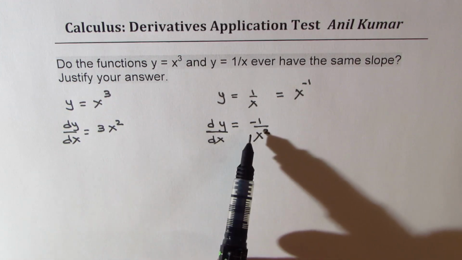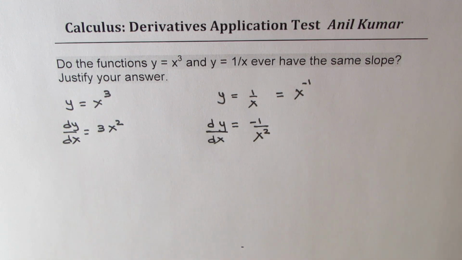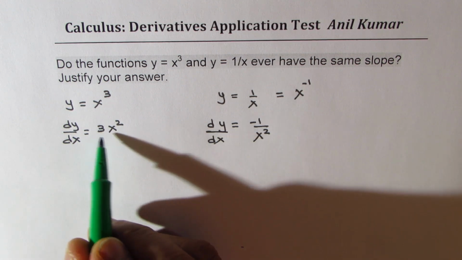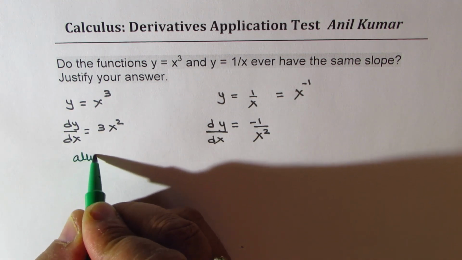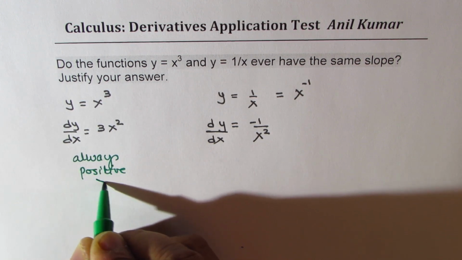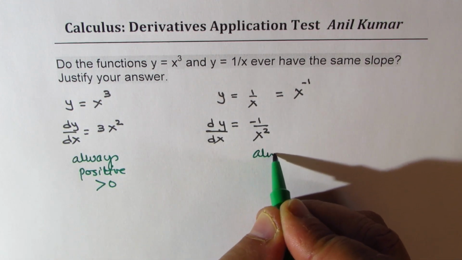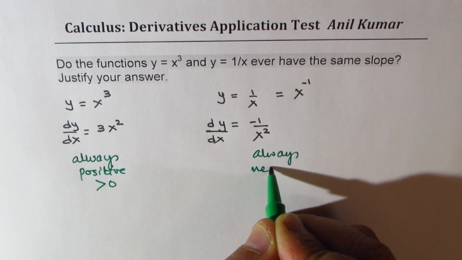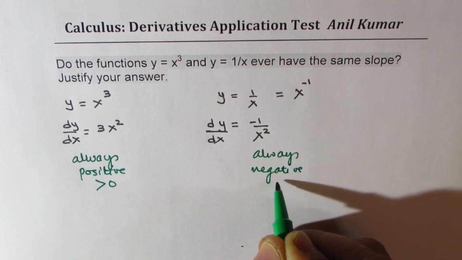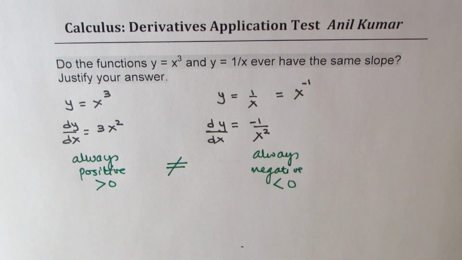Can they be equal? That's what we're trying to figure out. What you notice here is that 3x squared is always positive, that is, greater than 0. And this is negative, so this function is always negative, that is, less than 0. So they are never going to be equal, correct? So clearly they are never equal.